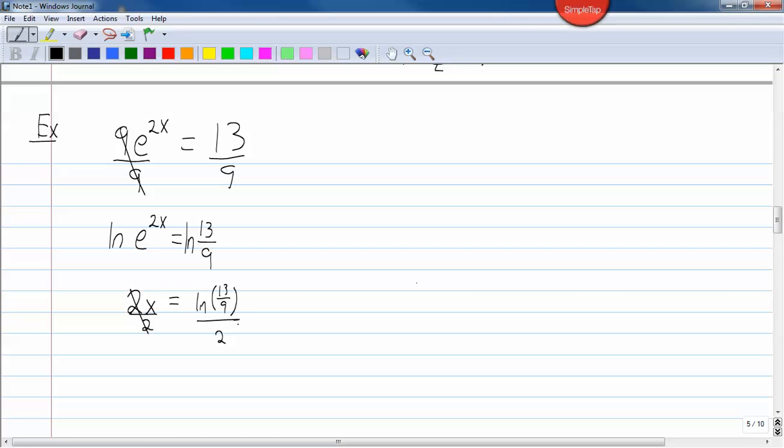Alright, so this is the decimal answer, I'm sure, that you would get. Now you could simplify this a little bit if you wanted, because this isn't real pretty right here. Since you're dividing by 2, that's the same as multiplying by 1/2, right? So this is 1/2 times the natural log of 13 over 9. And then remember, what can you do with numbers in front of natural logarithms? You could bring that there. So this x is actually equal to the natural log of the square root of 13 over 9.